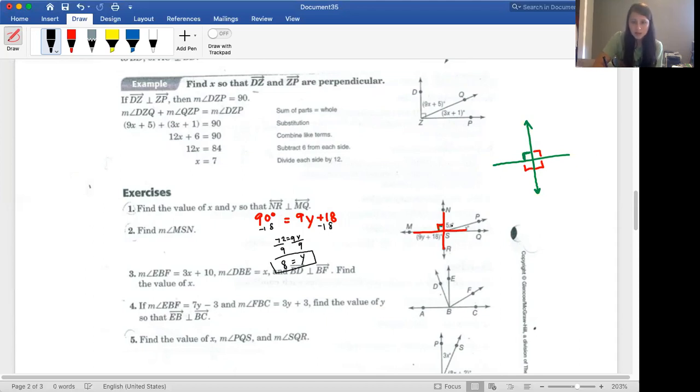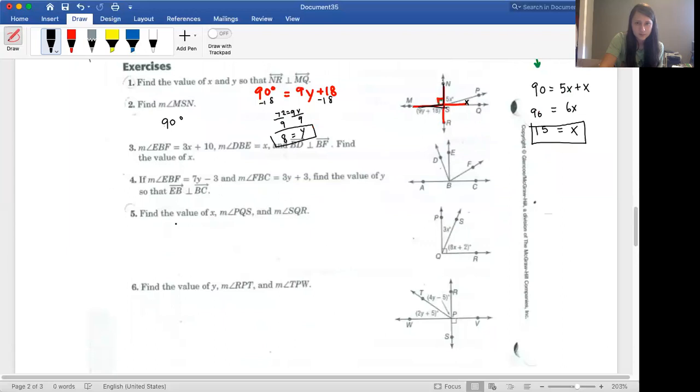Then to find x, I know that this is 5x, this is x. So to find x, I could say 90 equals, well, aren't these two complementary angles? They add up to be 90 degrees. So 5x plus x equals 90. 90 equals 6x. Divide by 6, divide by 6. This would be 15. X equals 15. Find the measure of angle MSN. Well, the measure of MSN would just be 90 degrees.